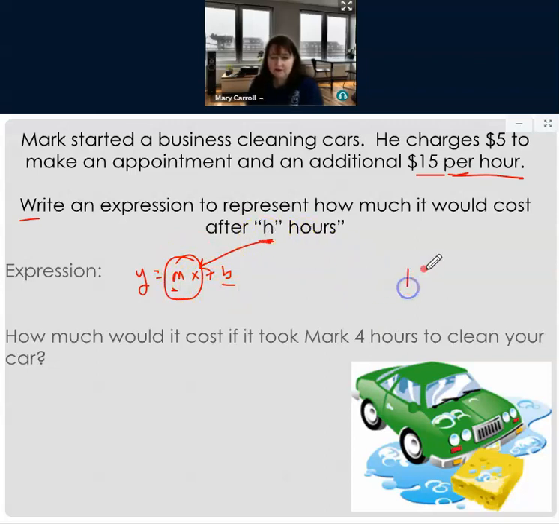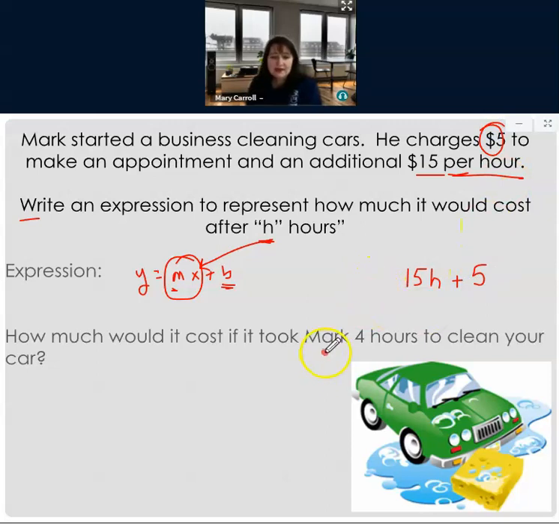Okay, so we're going to put our 15 and we're going to multiply that by h. It's the same thing as saying times x. It's the coefficient of our variable. But we are going to find what our constant is, okay? And our constant in this case is 5. So we're going to add 5 to that.